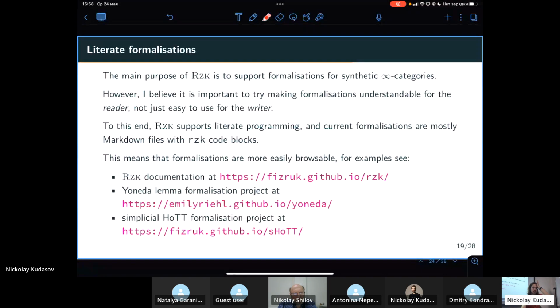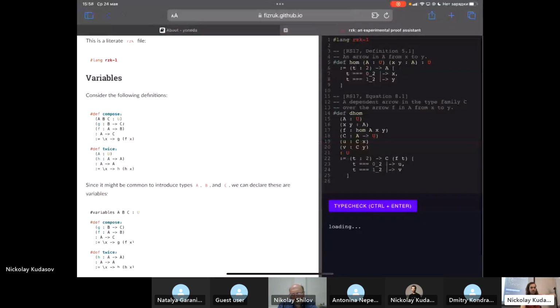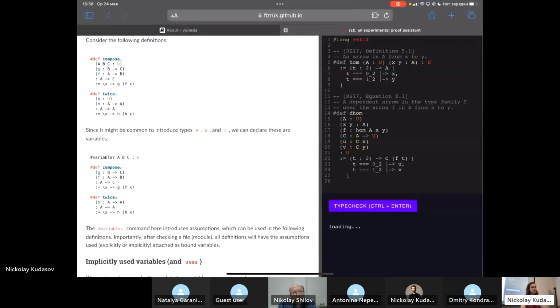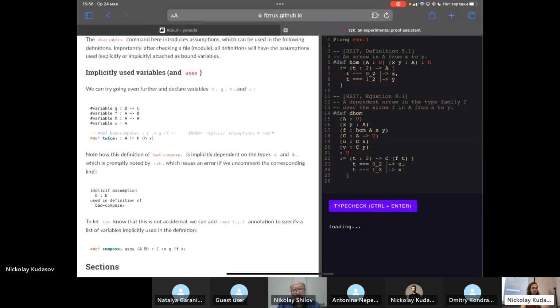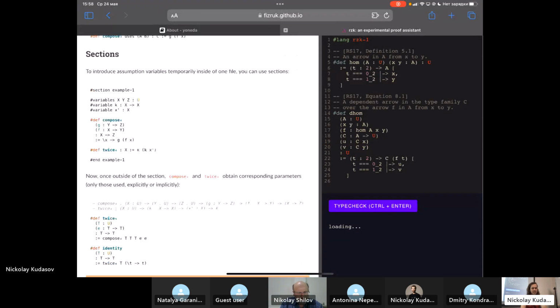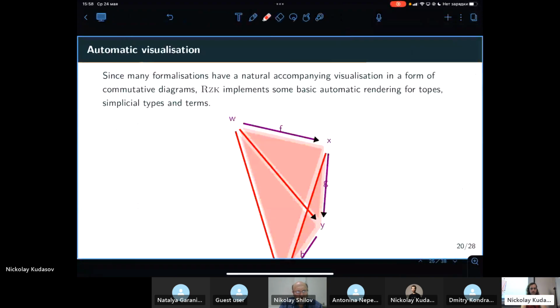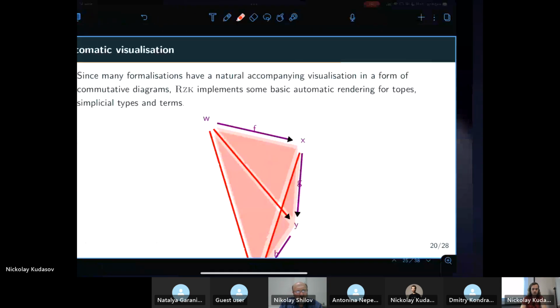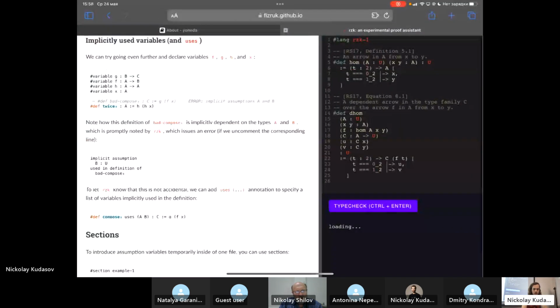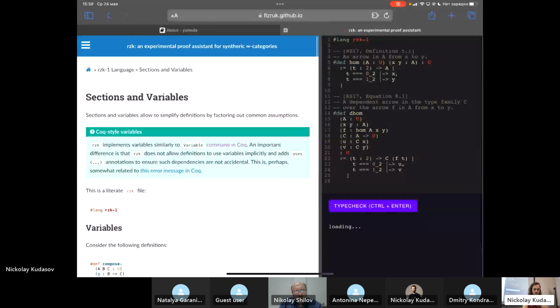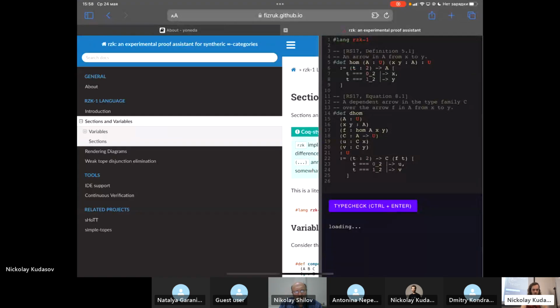And another bonus is that all of the formalizations are available for browsing, at least in some capacity, by interested people. So it's much more discoverable and understandable, I think, than just pure source code. Another thing is automatic visualization. And again, I will show that on the website. I have a documentation for that.